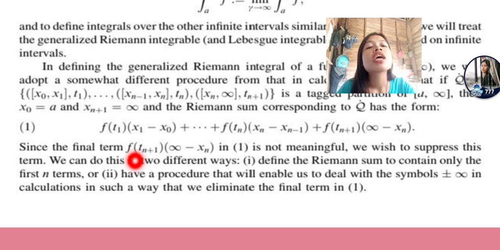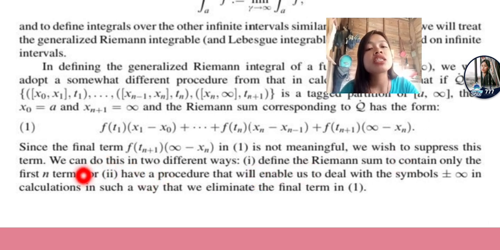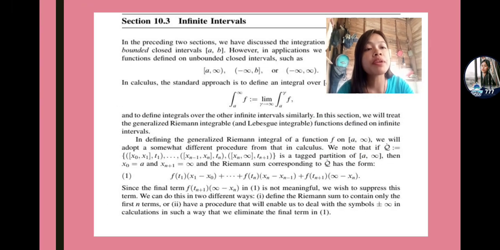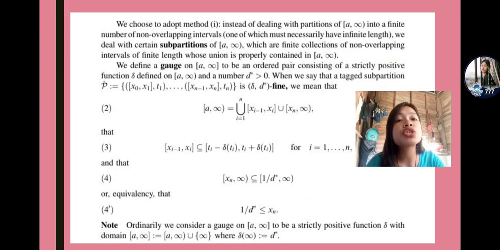Since the final term, f(t_{n+1}) multiplied by positive infinity minus x_n, in (1) is not meaningful, we wish to suppress this term. We can do this in two different ways. One, define the Riemann sum to contain only the first n terms. Or two, have a procedure that will enable us to deal with the symbols positive and negative infinity in calculations in such a way that we eliminate the final term in (1). We choose to adopt method 1 instead of dealing with partitions of an interval [a, positive infinity) into a finite number of non-overlapping intervals, one of which must necessarily have infinite length.